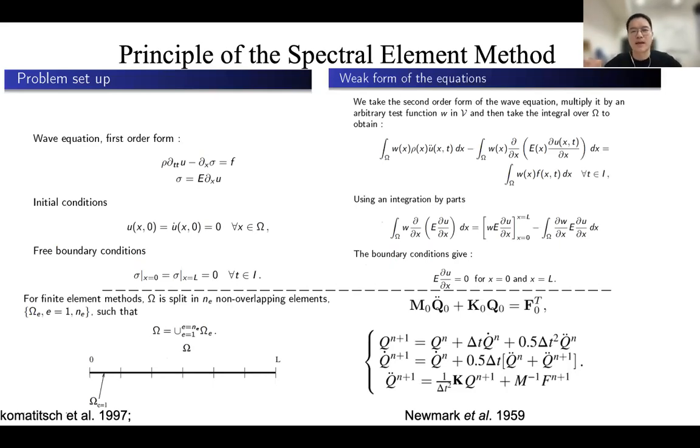Before that, I want to give a very quick introduction to the spectral element method. This method is now very popular in global seismology for global waveform numerical modeling. Here is a 1D case. The first is the wave equation. The initial condition is that the displacement and velocity are both zero, and the free boundary condition is that the stress is equal to zero at the two end points.